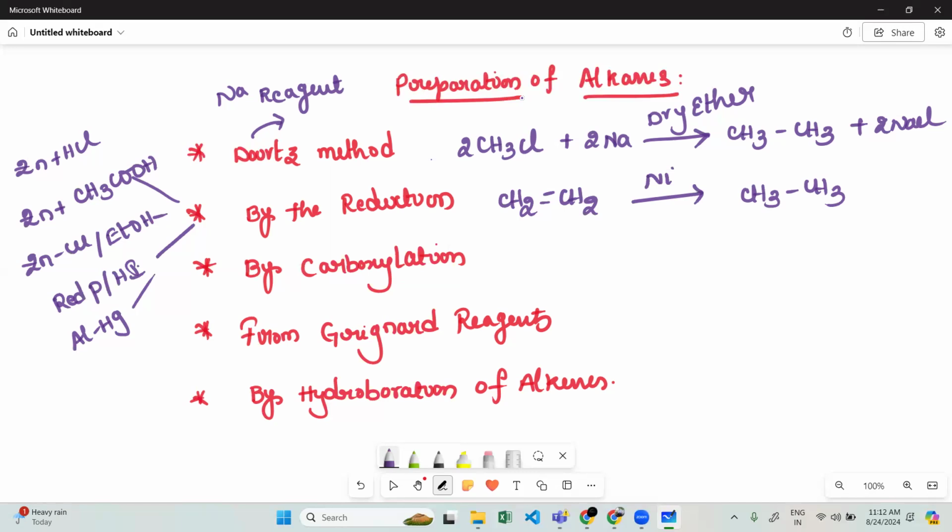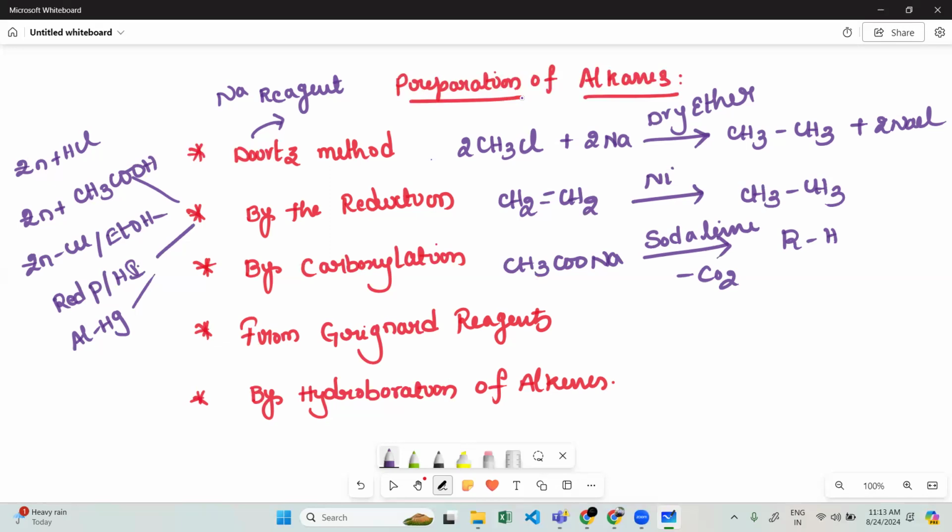One more is decarboxylation. Let's take sodium acetate, CH3COONa. In the presence of soda lime, it will form the alkane by losing CO2. Soda lime here means CaO.